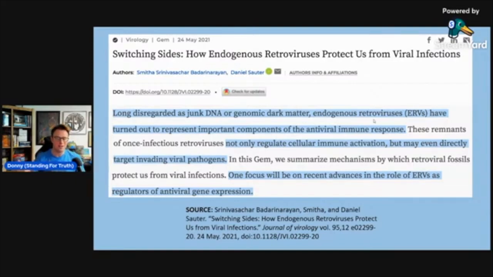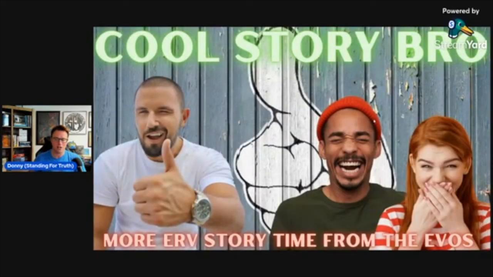So yeah, they assumed that these ERVs were junk, useless, evolutionary leftovers, or as they put it, genomic dark matter. Endogenous retroviruses have turned out to represent important components of the antiviral immune response. They not only regulate cellular immune activation, but may even directly target invading pathogens. One focus will be on recent advances in the role of ERVs as regulators of antiviral gene expression. So this slide kind of makes me laugh. Cool story, bro.